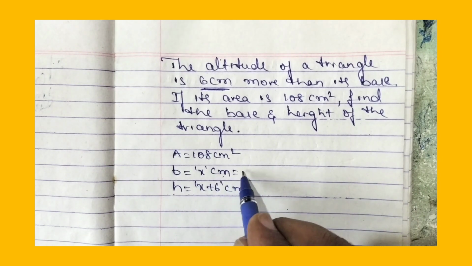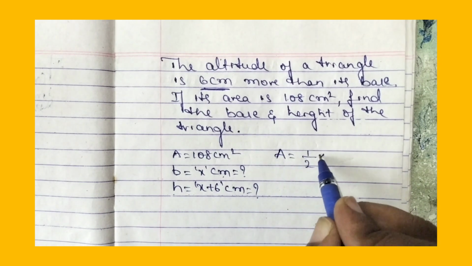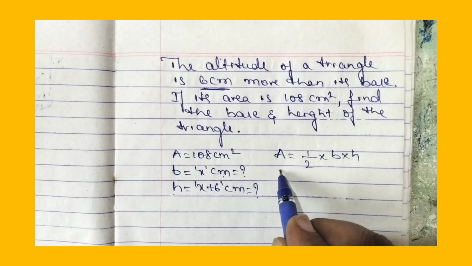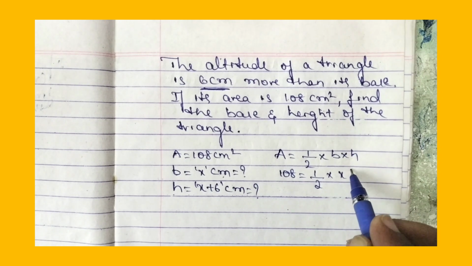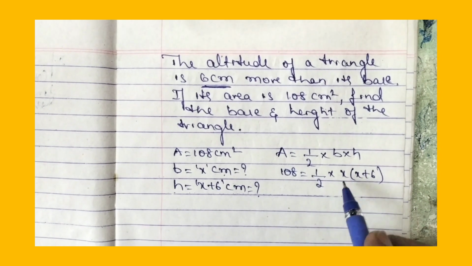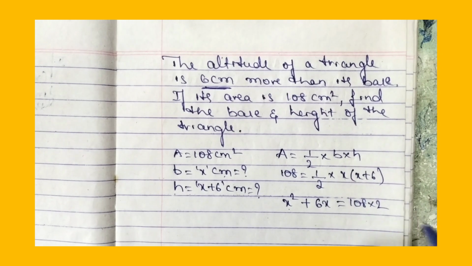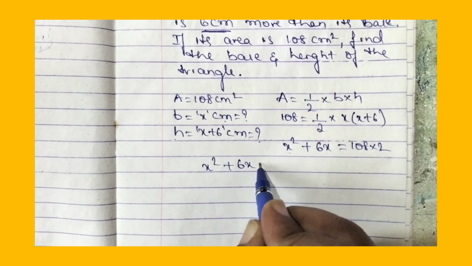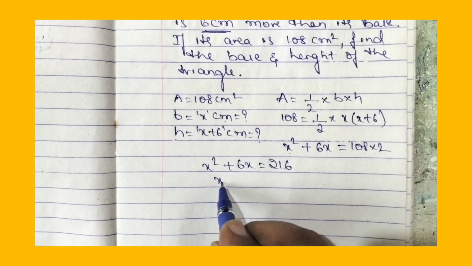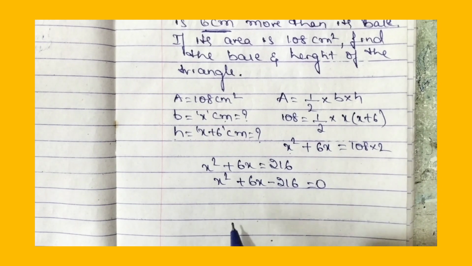Now, let us find the base and the height. We know that area of a triangle is equal to half into base into height. So area is 108, which is equal to half into base x into height x plus 6. So x into x will become x square plus x into 6 will become 6x, is equal to 108 into 2. So now x square plus 6x is equal to 216. So x square plus 6x minus 216 is equal to 0.